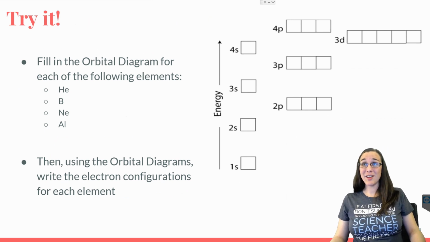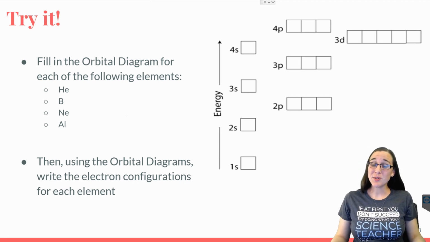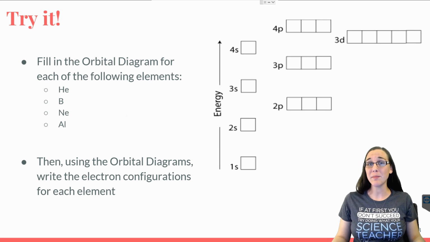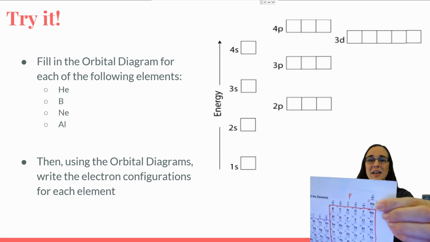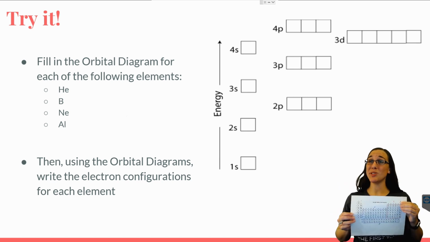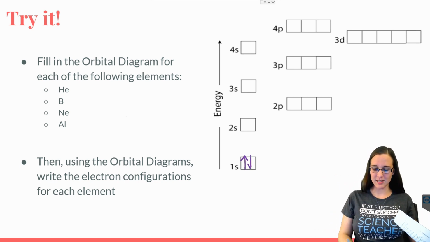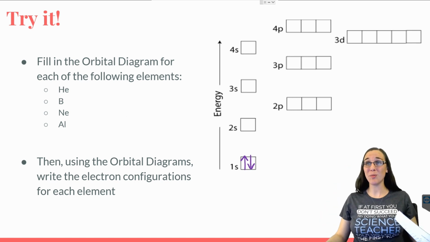Let's give it a try for the other following elements. As usual, I encourage you to pause the video here and try an orbital filling diagram for helium, boron, neon, and aluminium. Helium is right here. Helium has an atomic number of 2, so it has 2 electrons to fill. 1, 2. Done. That would be the orbital filling diagram for helium.